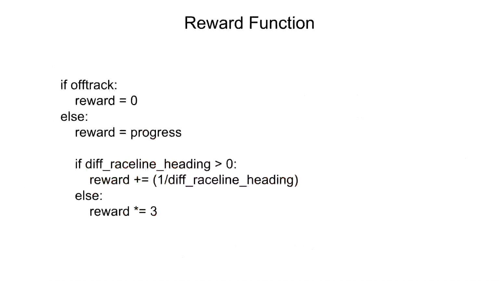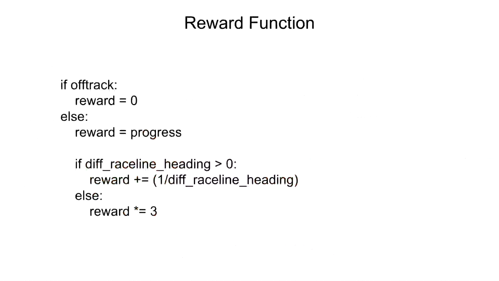The reward function is pretty simple. I am giving a reward of 0 if the racer goes off track. Otherwise, I'm starting from a baseline reward value which is equivalent to the progress, and then I'm rewarding the racer 3 times every time it is on the race line.